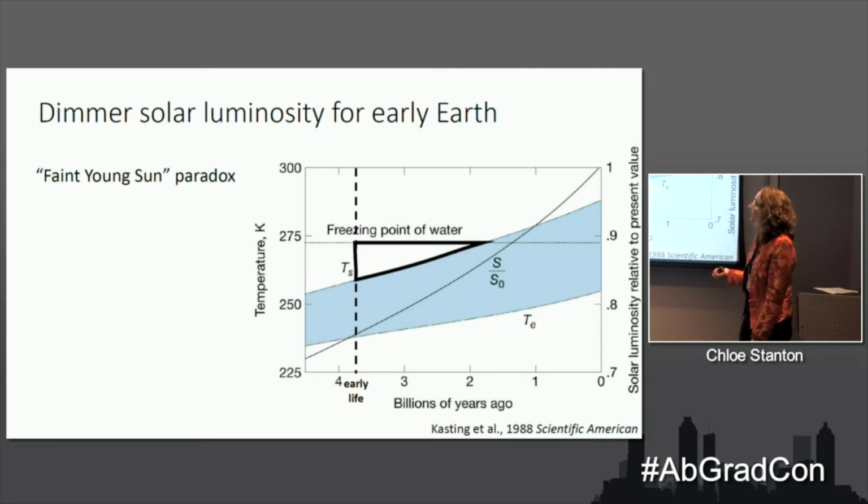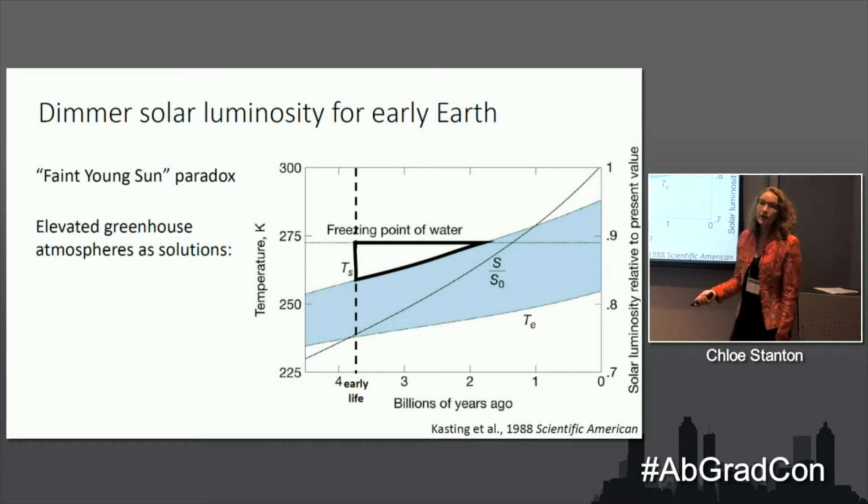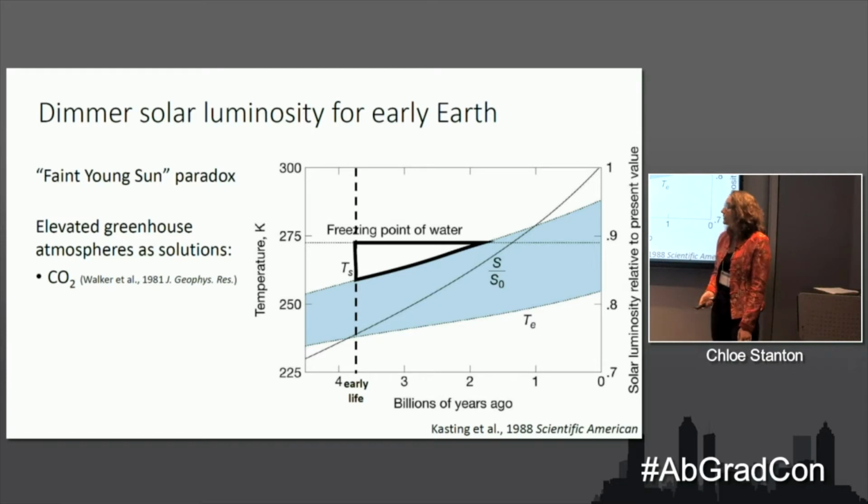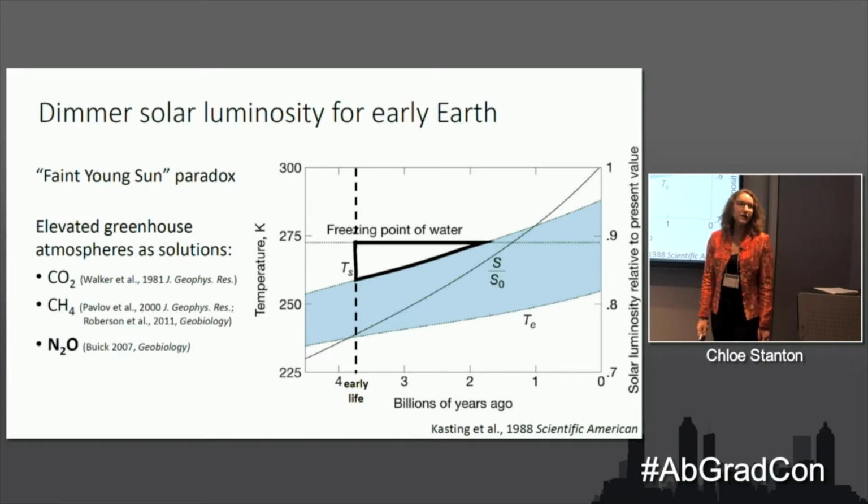So we have a paradox here, and there have been some proposed solutions to this paradox, namely greenhouse atmospheres. First proposed was carbon dioxide and then methane, but today I'd like to spend the time talking about nitrous oxide as a potential mediator for this effect.